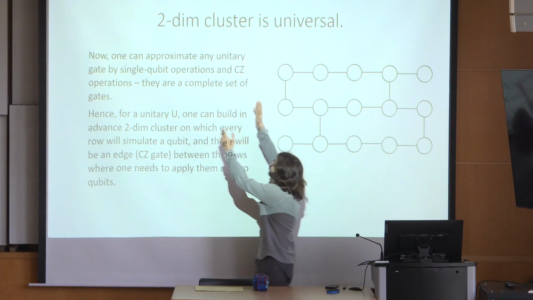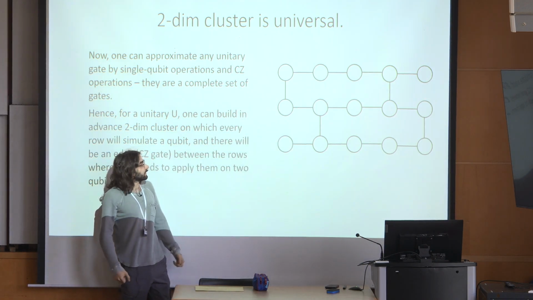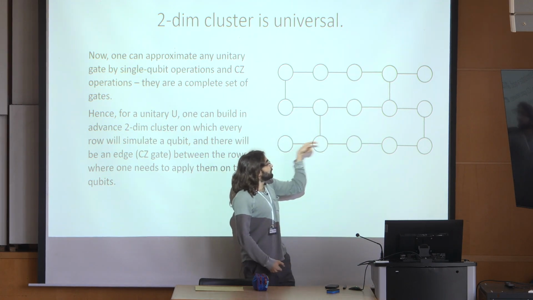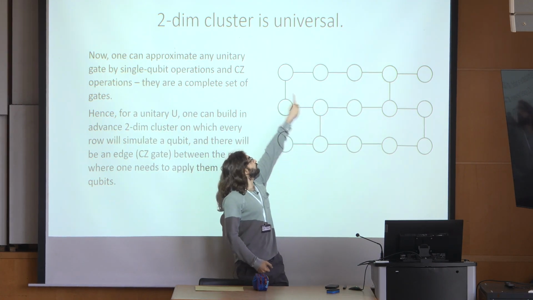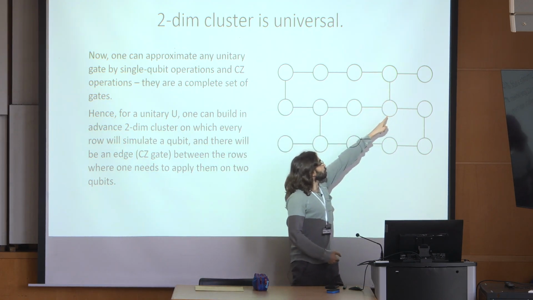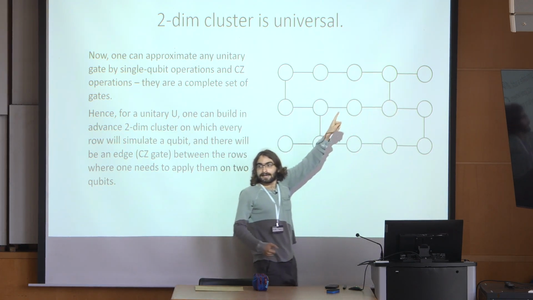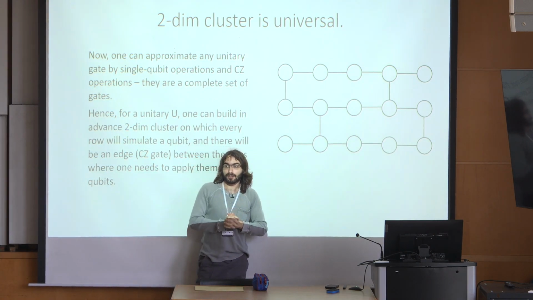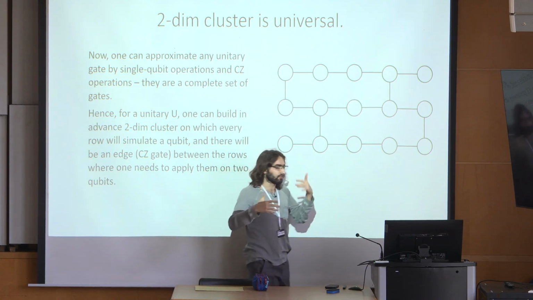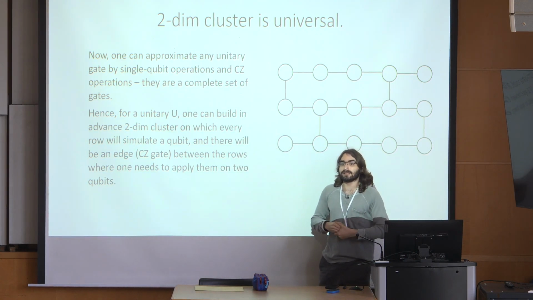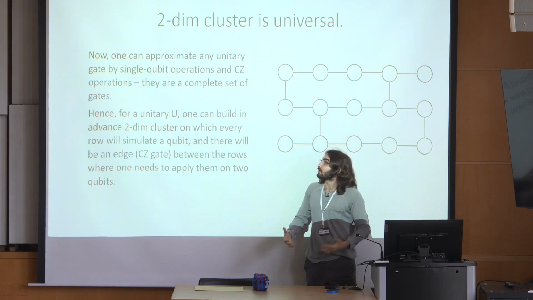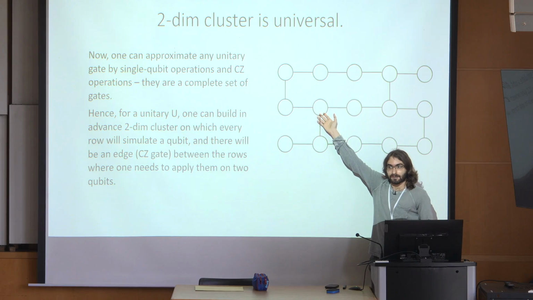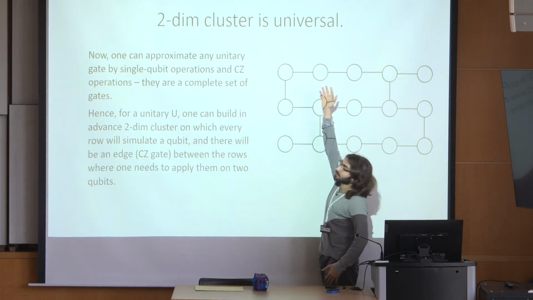If I now have a 2-dimensional cluster, a 2-dimensional graph state, I can think of its rows as qubits, and I can operate here with CZs where I connect two rows. And using CZ gates and single-qubit operations, I can actually create, or up to epsilon create, any unitary I want. So with that, I can simulate any circuit model I want. That's why the two-dimensional cluster is universal.